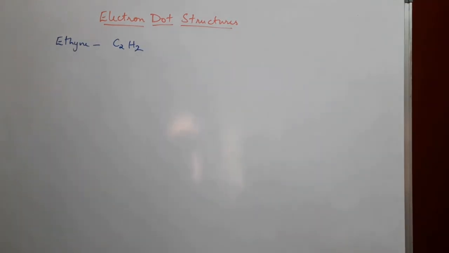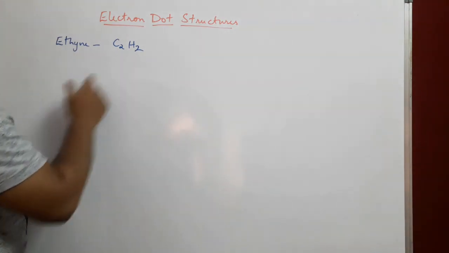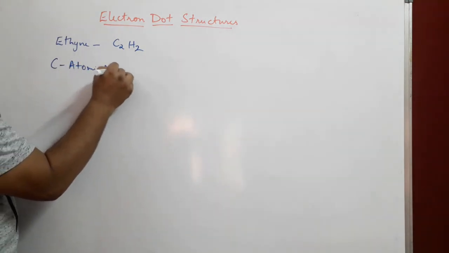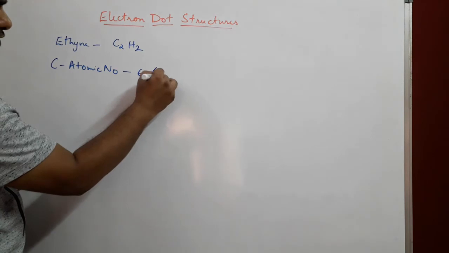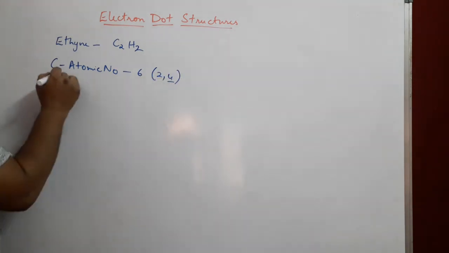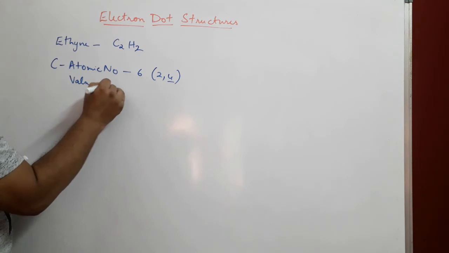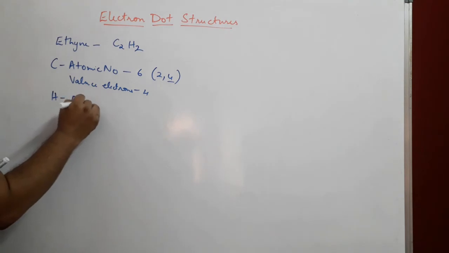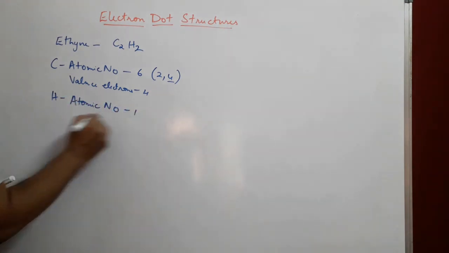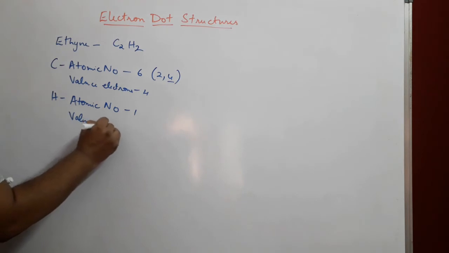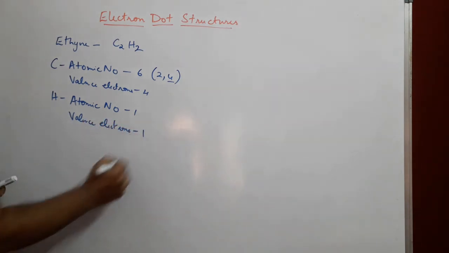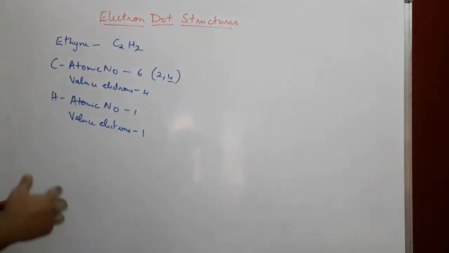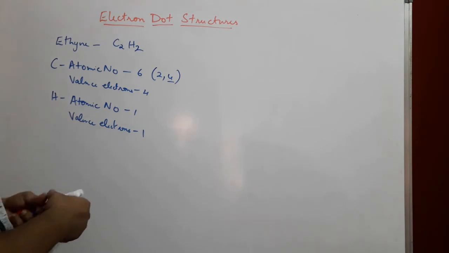Next is ethyne, a hydrocarbon having molecular formula C2H2. So once again we write the atomic number of carbon, which is 6. So configuration is 2, 4, and 4 is our valence electron. So we write the valence electrons over here, which is 4. And hydrogen has atomic number 1, and valence electron is also 1. So now we have only 2 hydrogen atoms and 2 carbon atoms. In case of ethene we had 4 hydrogen atoms. So let's see how we draw this one.